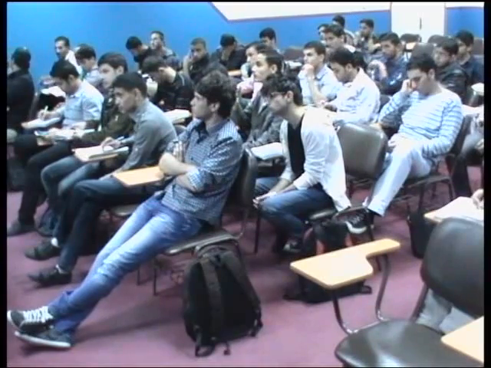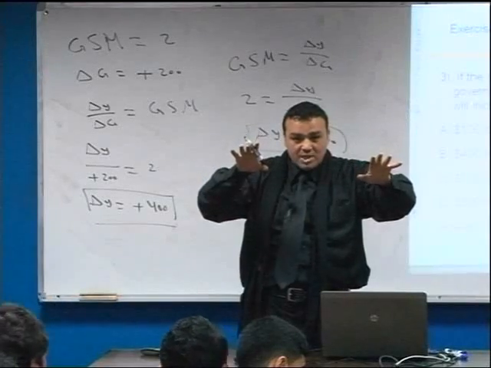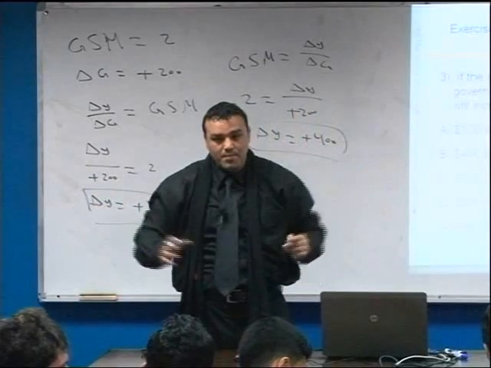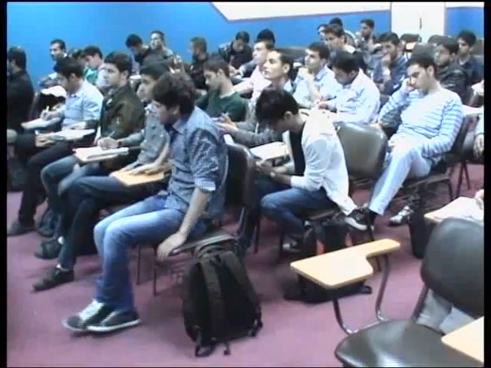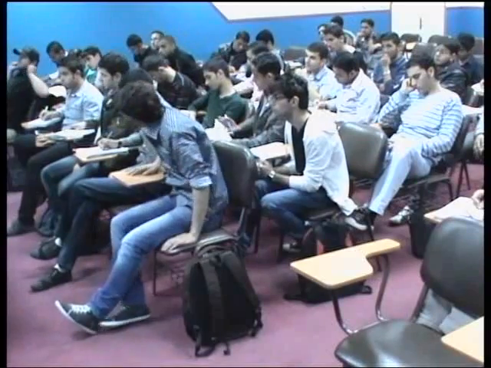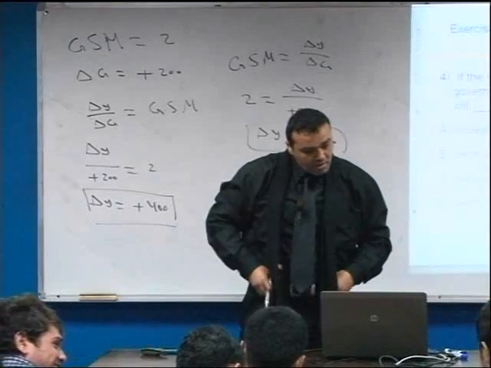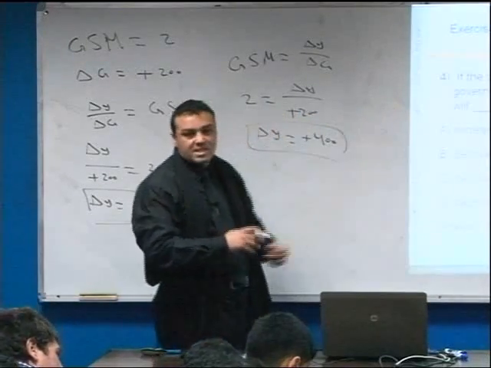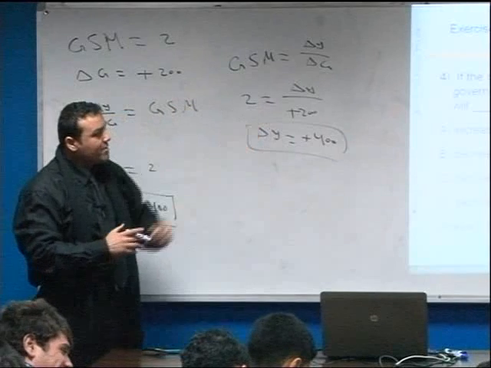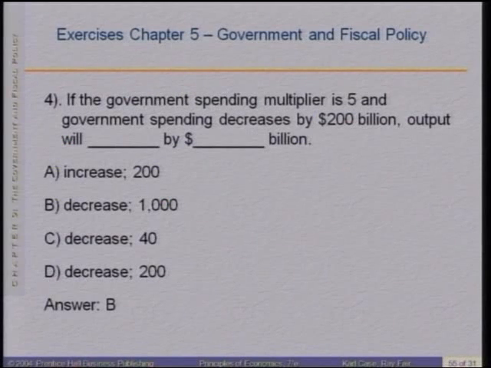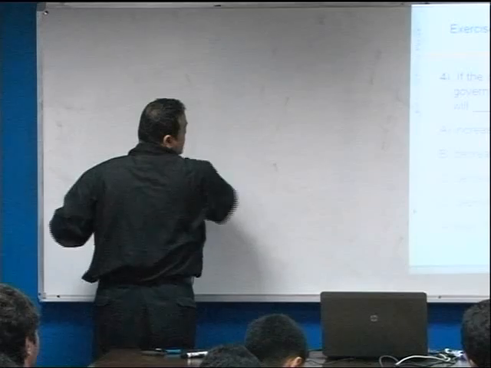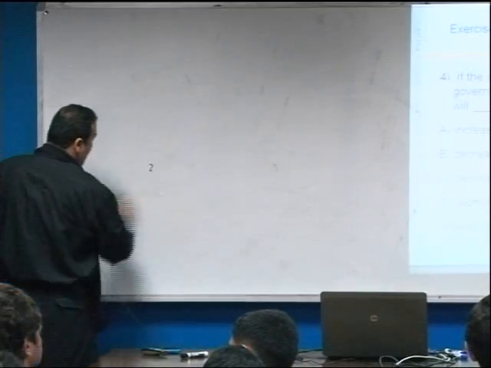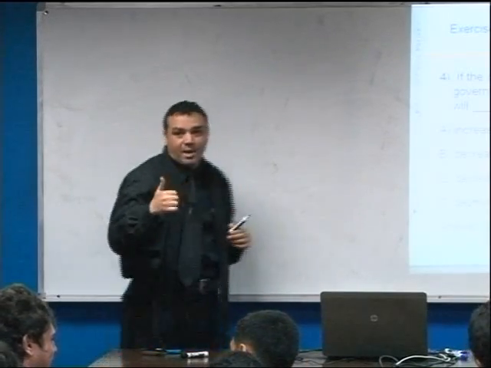Exactly. We can use either delta Y over delta G or 1 over MPS. Let's go to decrease. So let's go to this example. As you see, if the government spending multiplier equals 5 and the government spending decreased by $200 billion, the output will decrease or increase by how much?